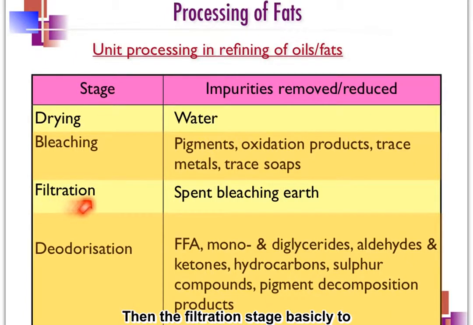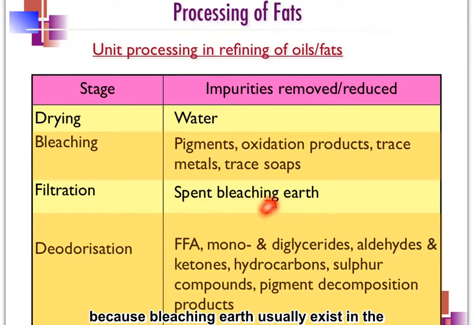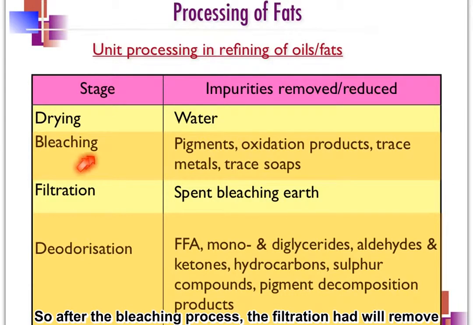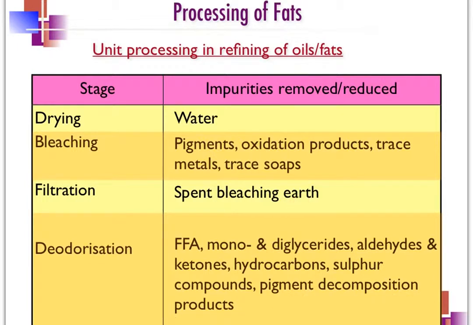Then the filtration step is basically to remove what we call spent bleaching earth, because bleaching earth actually exists in the form of powder or particles, insoluble particles. So after the bleaching process, the filtration will remove the residual bleaching earth as much as possible from the oil. Deodorization step is basically the final step in the refining.